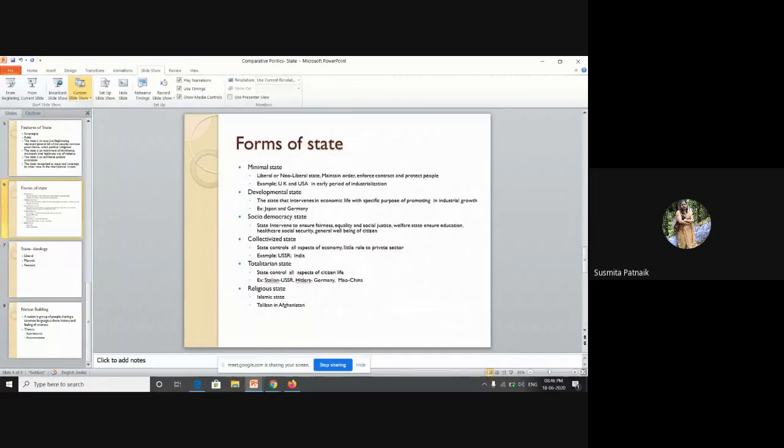Did you understand collectivized state? Collectivized state means the state controls all aspects of the economy and gives little role to the private sector. Just after independence, why did the state control all aspects of the economy and give little role to the private sector? When India got independence, at that time what happened?